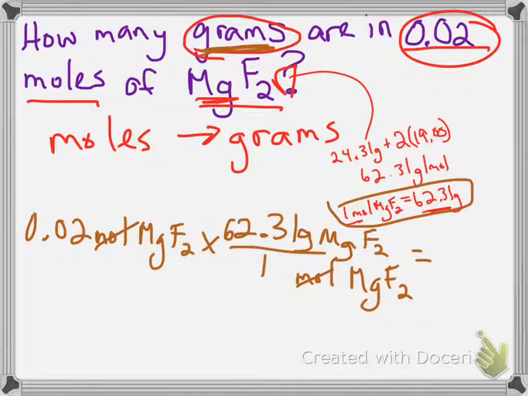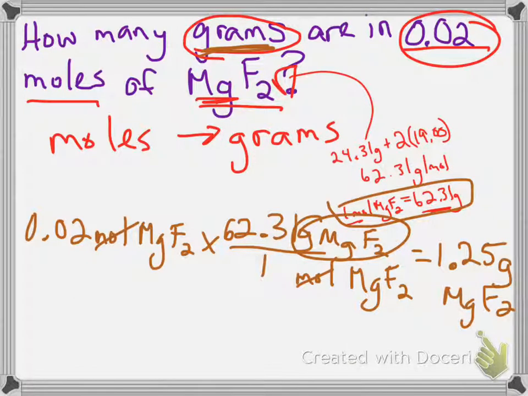So we put this in our calculator. We do 0.02 times 62.31, and we end up with 1.25 grams of magnesium fluoride. Notice grams is what's left over, so grams magnesium fluoride is our unit at the end.